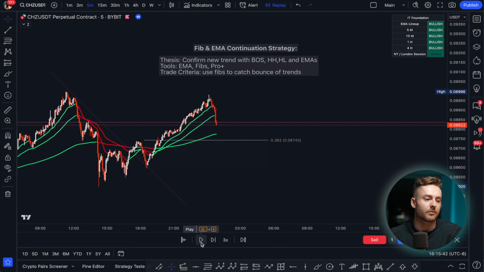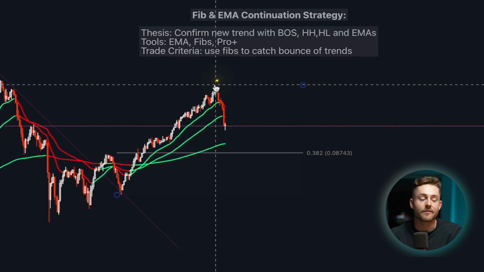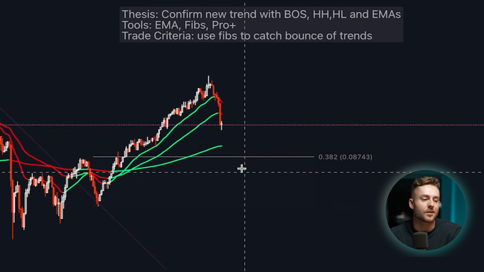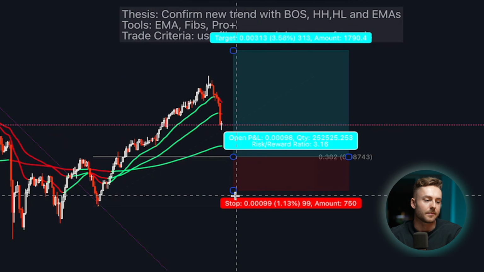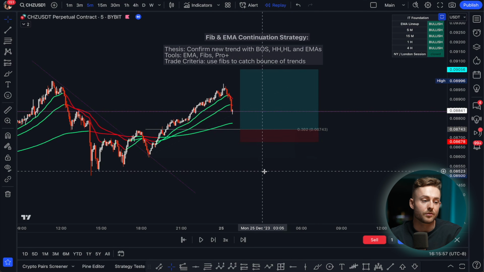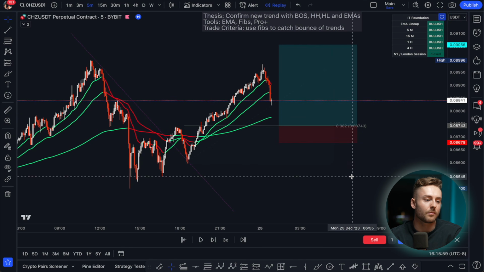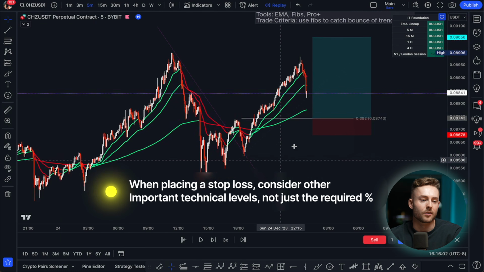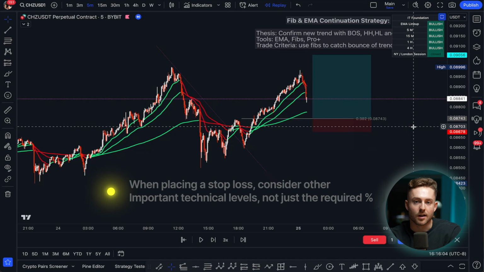Then we just need to wait for the price to start settling off. So now we have a confirmed high. This is where we can start positioning ourselves to get into a trade. So if we're going to be looking at the 38.2 level as a potential entry zone, we want to start looking at other important parts of the chart to be able to position our stop loss strategically.